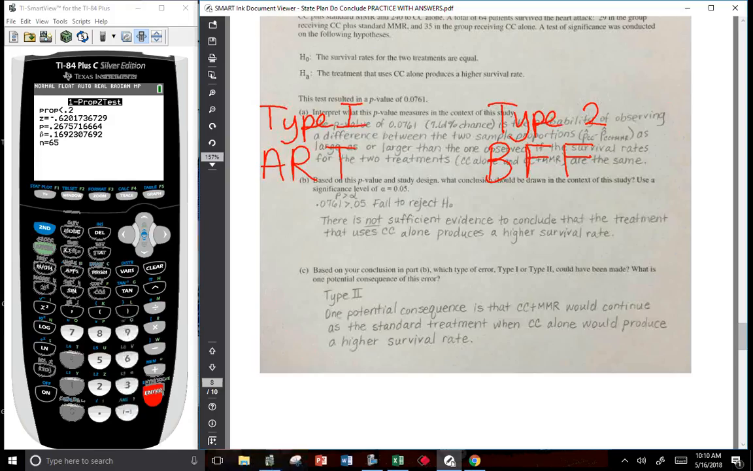So my data is that 37 out of 754 people survived on one, I think it's on the cardio pump. And then 15 out of 746 survived from CPR. And we're trying to see if cardio pump is greater than CPR. That's my P1 and P2. So that one is greater than.